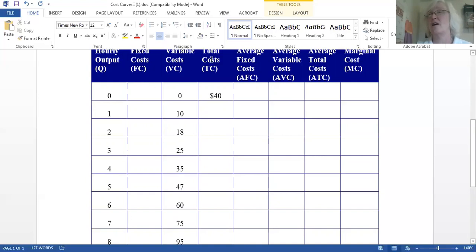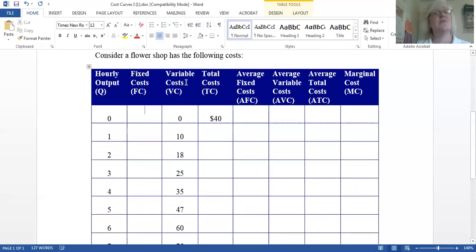Now, total costs are equal to... and all these formulas are in your chapter, by the way. Total cost, and again, people will say, you have to memorize all these formulas. There's a lot of formulas. Don't memorize formulas, but in fact, understand relationships, okay?